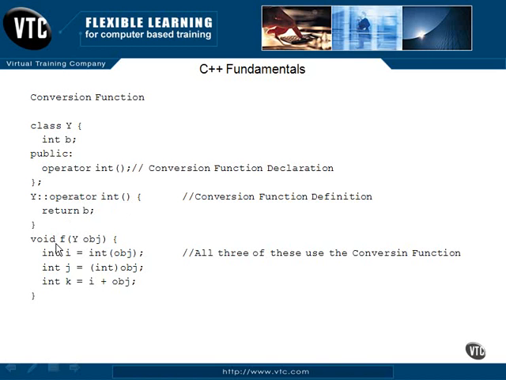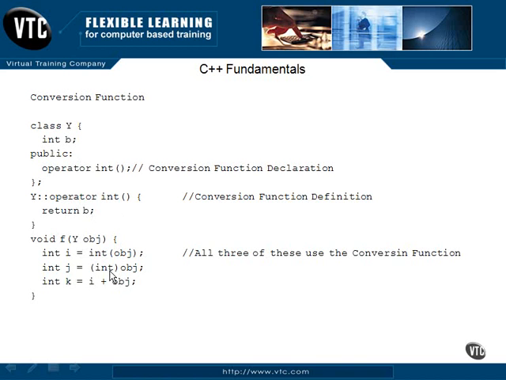Here, the f function down here is going to take in a Y object, and we're going to convert it to an integer. And that is the whole function of this conversion function. That's why it exists. So here an integer i is equal to int of the object. We know the object is Y. When this int gets used here, the compiler understands to come to Y and look for an operator definition, and there it is, int. So b will be returned, whatever the value of that member b is. So that will come back into i.